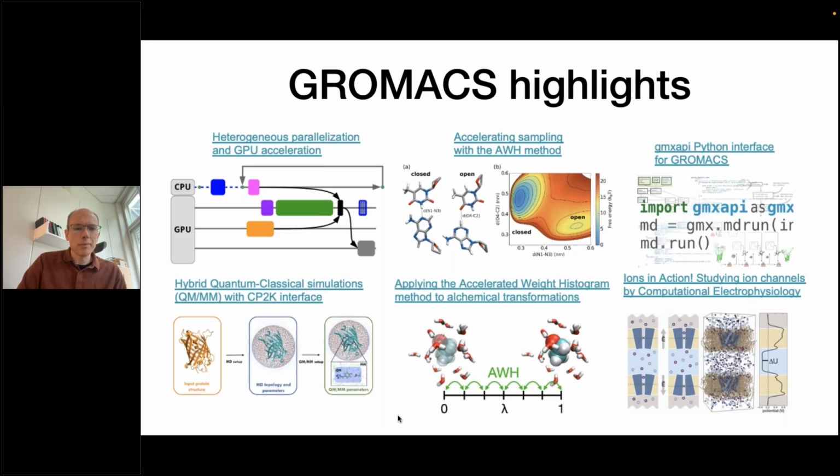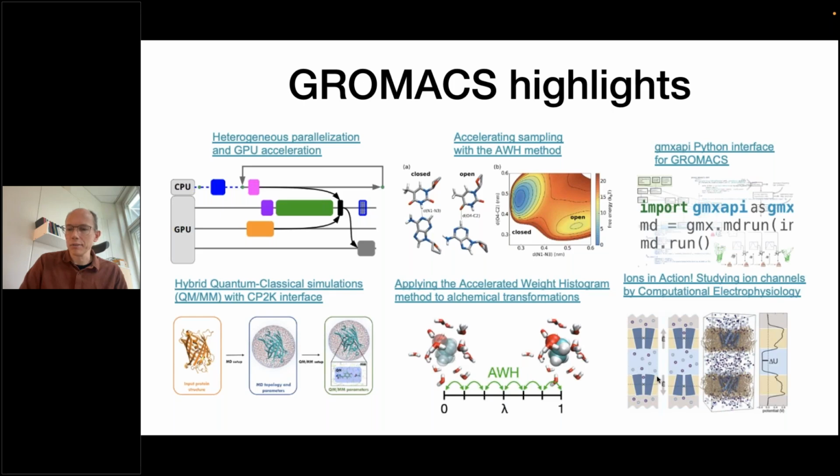Then there's QM/MM, where we have a nice interface with CP2K, but it's easy to adapt that to any other QM code. So you can run QM/MM simulations. These are usually limited in performance by the QM code, not by the MM code, because QM is much more expensive. Then we extended this accelerated weight histogram to alchemical transformation, so you can do drug binding calculations or free energy of solvation in a very convenient and efficient way.